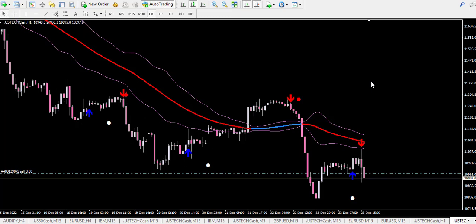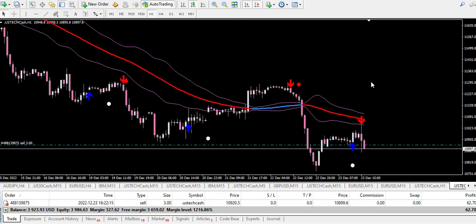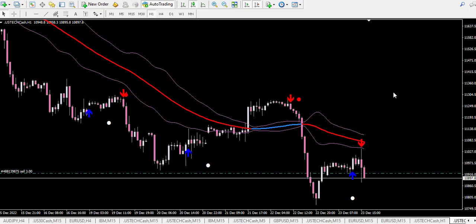Alright, let me show you how to use this strategy. I just placed a trade a few minutes ago for US Tech and it is in profit right now. Let me just show you the profit. This is just $62.70 the profit for now, and it's still running. So let me show you how to use this particular strategy.